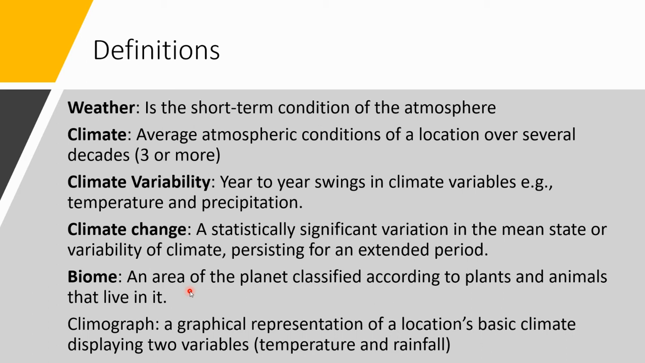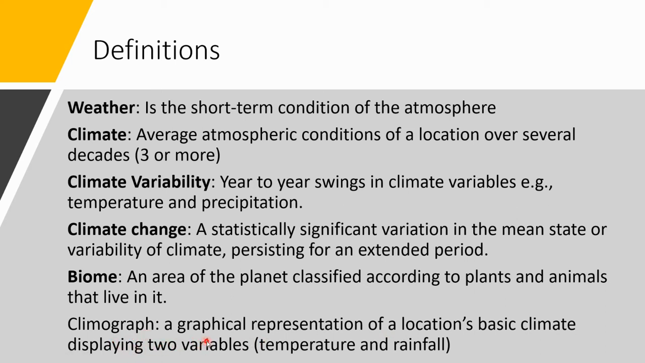So biome is something like that. And then there is another topic about climograph. So climograph is the discussion about temperature and rainfall. Temperature, rainfall means precipitation. So it is a graphical representation of a location's basic climate displaying two variables.